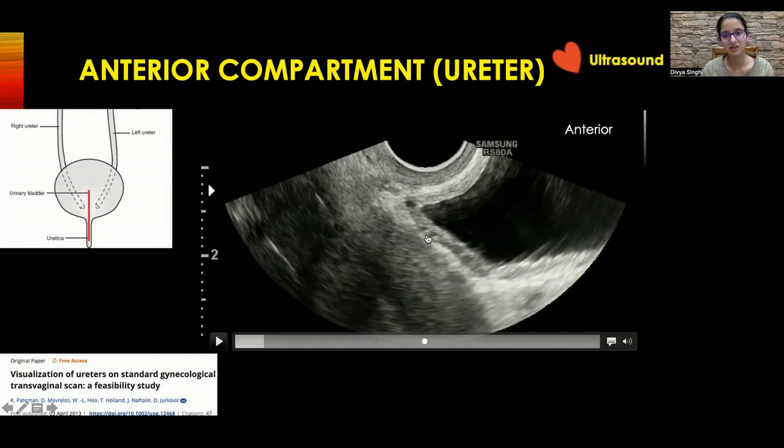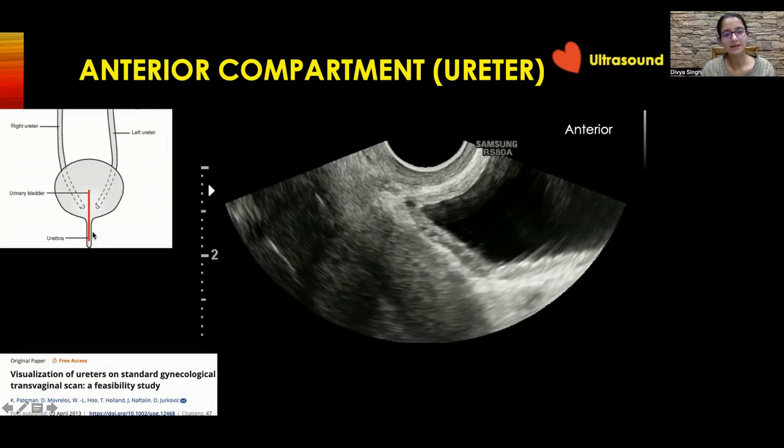I'm still in the mid-sagittal section because if you see here, this is the uterus, this is the cervix, and we can just see the endometrial cavity. So I'm still in this mid-sagittal plane. But remember, since I want to see the pelvic segment of the ureter, if I continue introducing my probe in this plane, I will end up seeing the uterus and the ovaries. I will not be able to see the ureter.